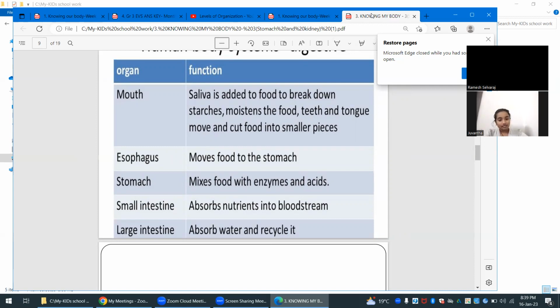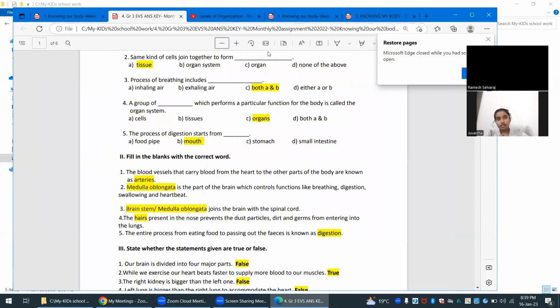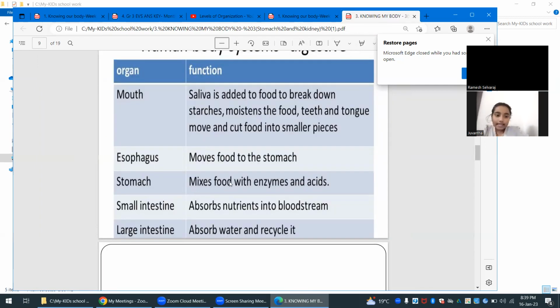Okay, in stomach, what is happening? The stomach mixes food with the acid. Acid. What do you mean by acid? How does it look like? Is it gas or liquid? It's a liquid. Yeah.